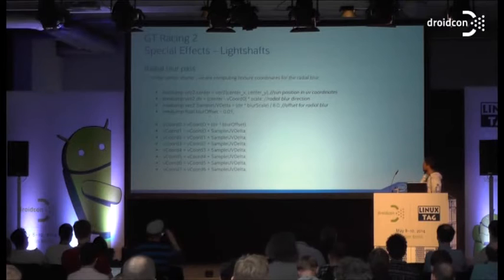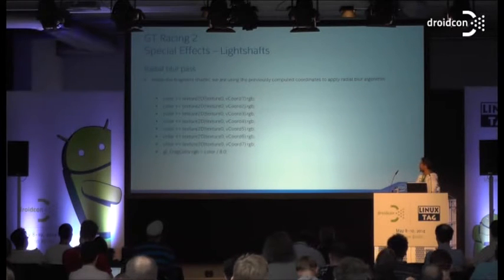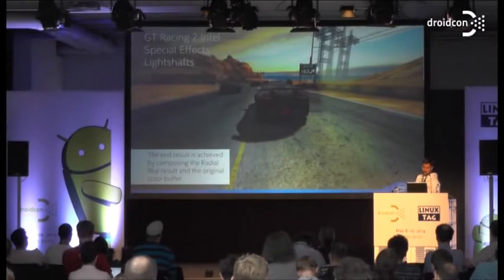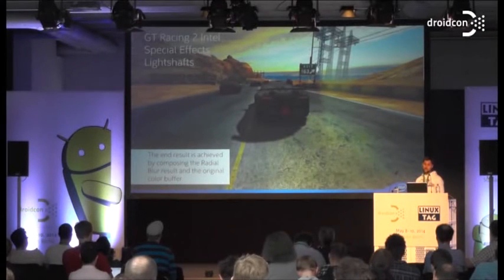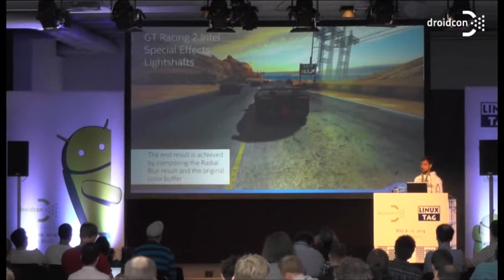You see the position of the sun, then the radial blur direction and the offset. And then this is the code sample for the fragment shader, where these previously computed coordinates will be applied to the blurred output. At the end of the day, the result is composed together, so the combination of the radial blur and the original image are put together.